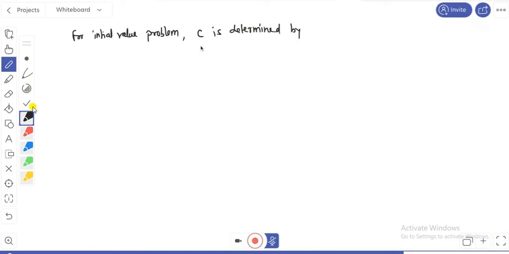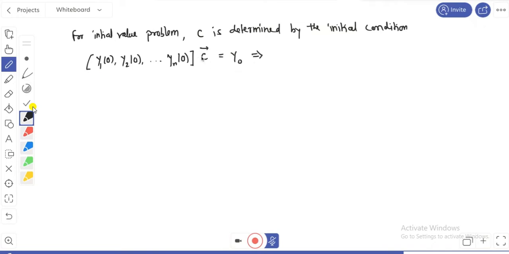For the initial value problem, this c can be determined by the initial condition, and your initial condition is y1(0), y2(0) to yn(0). This of c equals y0. So this implies what is your c here. Here all are vectors.